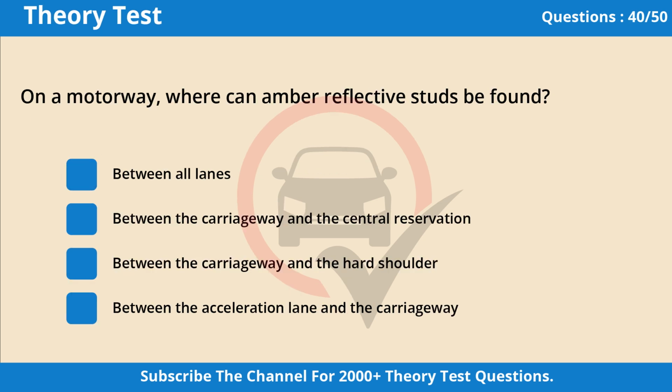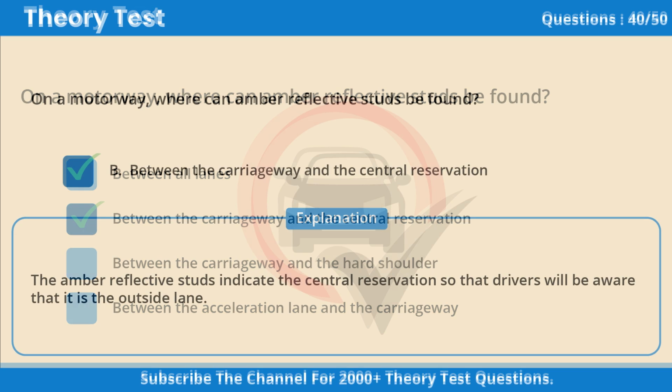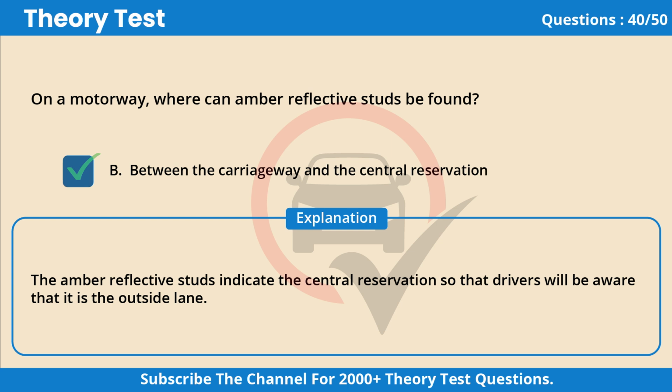Question 40. On a motorway, where can amber reflective studs be found? B. Between the carriageway and the central reservation. The amber reflective studs indicate the central reservation so that drivers will be aware that it is the outside lane.